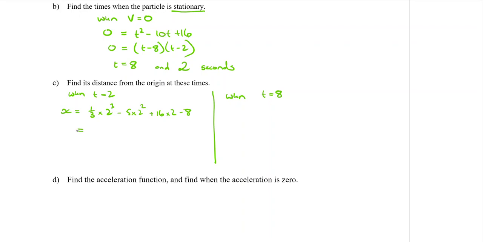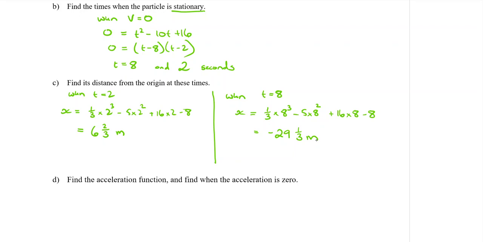Got that? 6 2/3 of a metre is what I had. Do the same thing with the 8. So 1/3 times 8 cubed minus 5 times 8 squared plus 16 times 8 minus 8 equals -29 1/3 metres. Now, those are actually displacements.